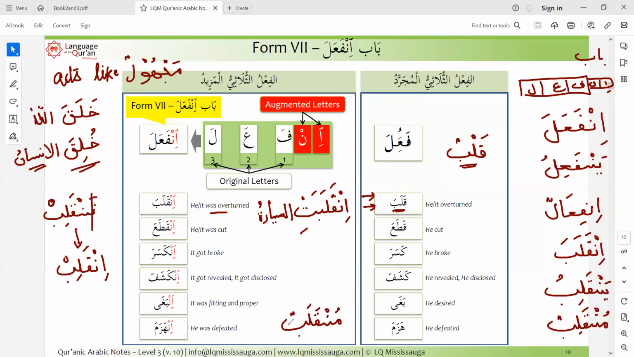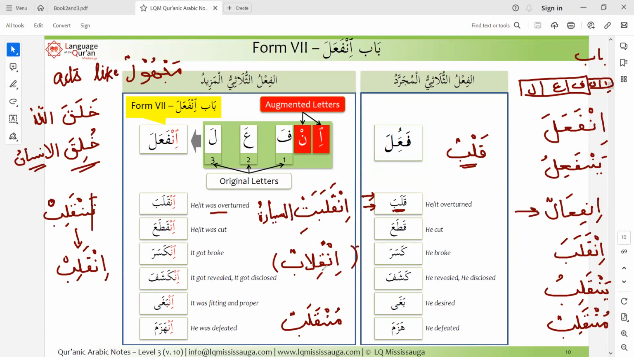Munqalabun. Okay, and we have seen that. Now what is the masdar? It's a very common or mostly used word. We have seen انقلاب, inqilabun, infialun.